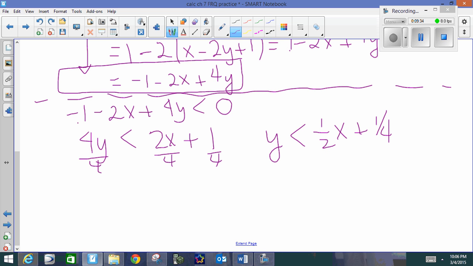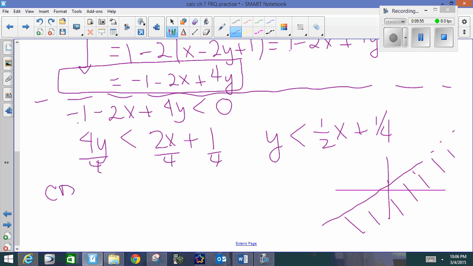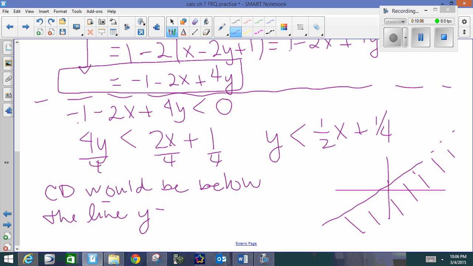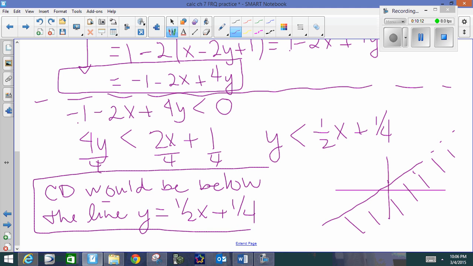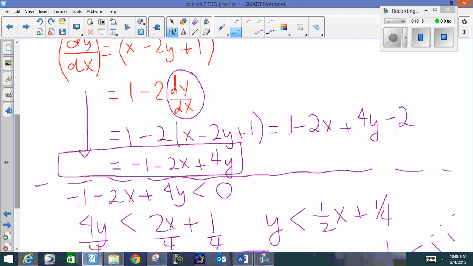Remember when we did the inequalities in Algebra 1, we could graph this: we'd have 1/4, go up 1/2, and then we'd say, is it this half plane or this half plane? Of course, it would be this half plane. So to describe that, you would say the concave down region would be below the line y equals 1/2 x plus 1/4. That's the second part of the answer, and then that's the third.